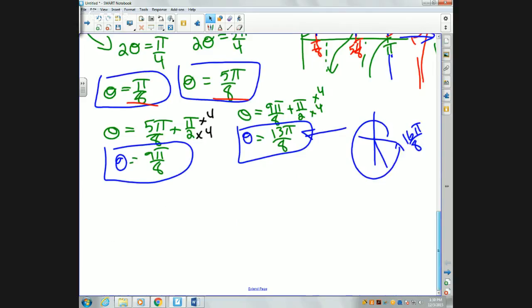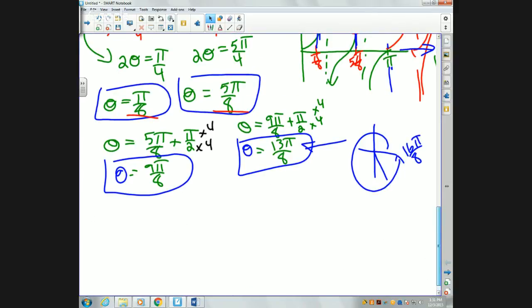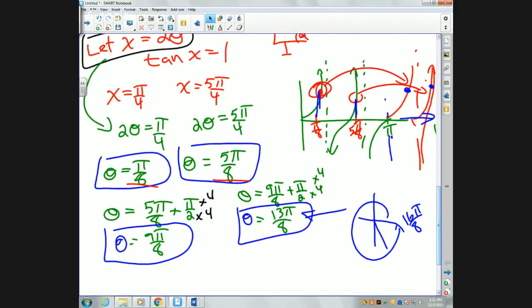Is that okay? Nice. That's what I like to hear. Now that you've got the basics, let's move on to the hard ones. The regular period for a tan function is what? Pi. Right.